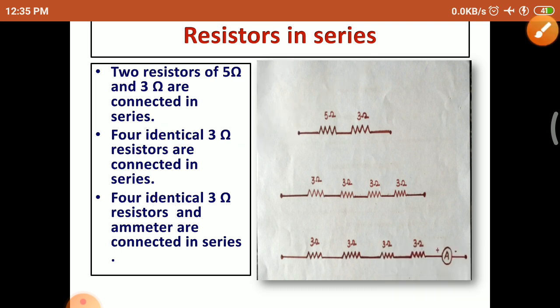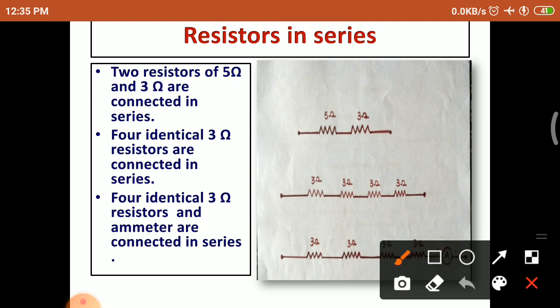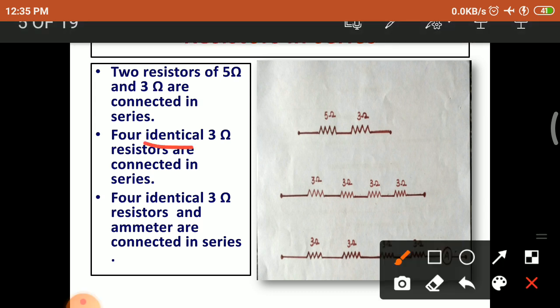The next one: 4 identical 3 ohm resistors are connected in series. What is meant by identical? Identical means same. So here you have to connect 4 resistors of 3 ohm in series. See, 1, 2, 3, 4. So there are 4 resistors of 3 ohm. They are connected end to end. That means they are connected in series. So this is the answer for this sentence.